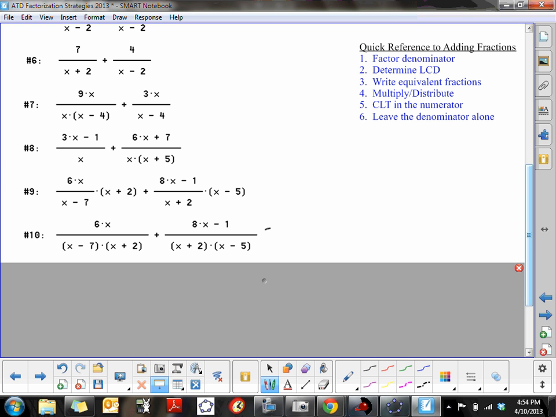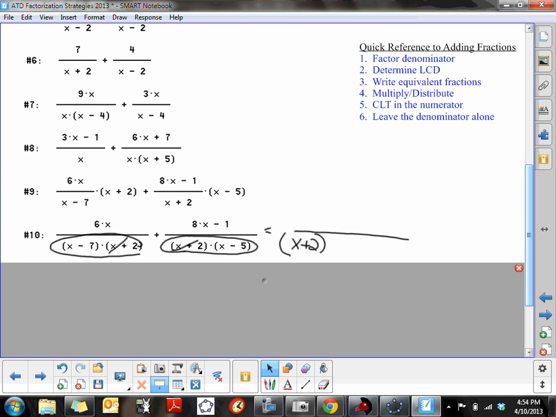So our first thing is to determine our least common denominator. I go through and look at my two denominators and see if they have anything in common. What they have in common is an x plus 2, so I write that down just once. The other two that didn't get matched up also have to be written down in our common denominator: x minus 7, and we also need the x minus 5. This is our least common denominator.